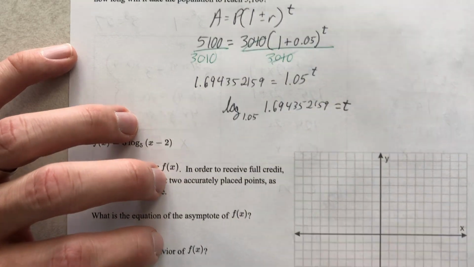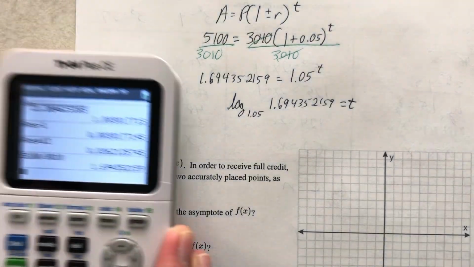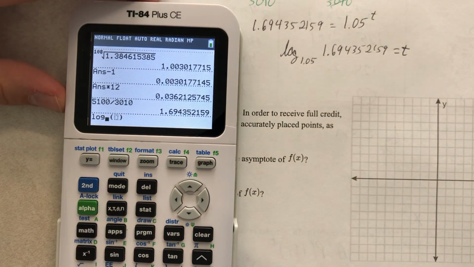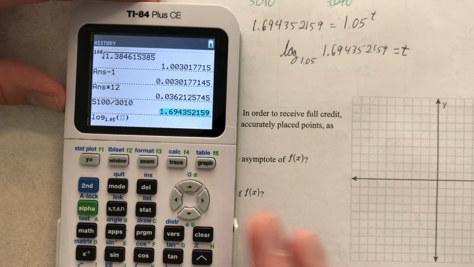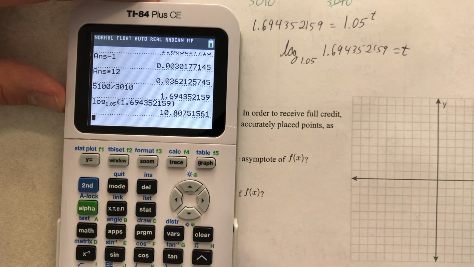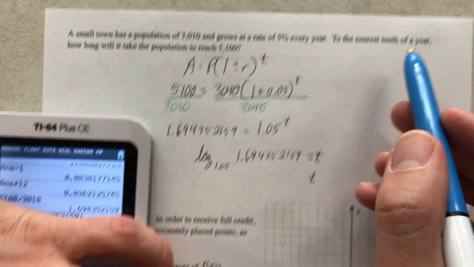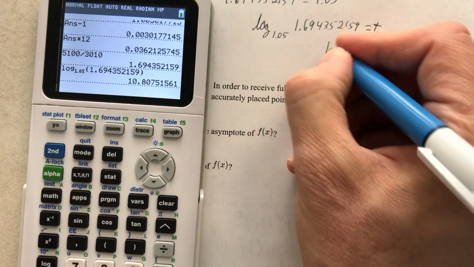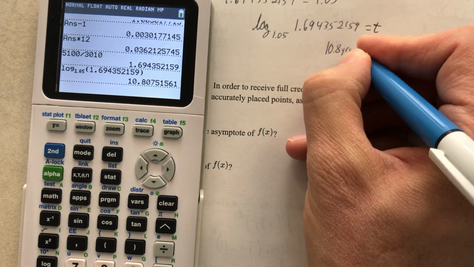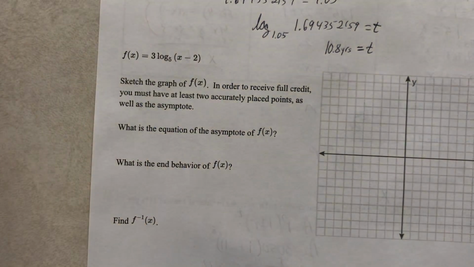Once I type this in the calculator, I'm done, actually. T is already solved. It's by itself. So, log base 1.05 of that, which gives me, all right, we're rounding to a tenth of a year. So, 1 decimal place, so 10.8. 10.8 years. Let's abbreviate that.